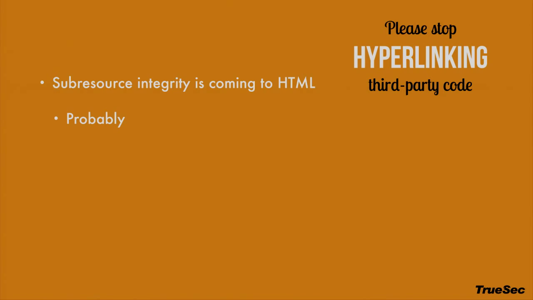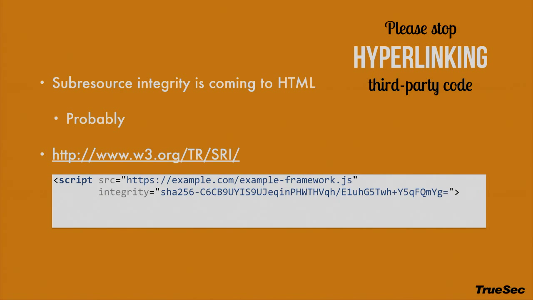subresource integrity is actually coming to HTML, maybe. So if you do web development, you use JavaScript, you include external sources, this one is something to keep track of. There's a draft out right now, and it's going to look something like this. You can link external resources and add a hash to it, and if the hash doesn't match, it won't load. That's really nice. If you're serving this over HTTPS, of course. Otherwise, it will just not matter at all.